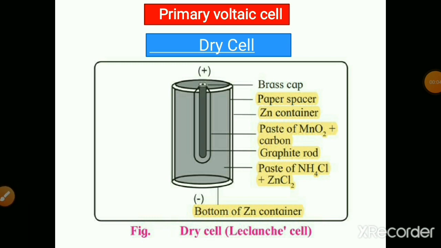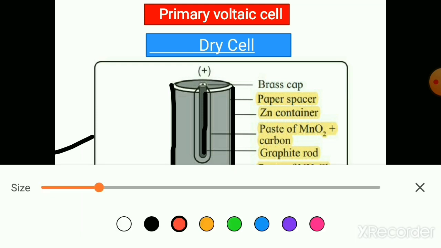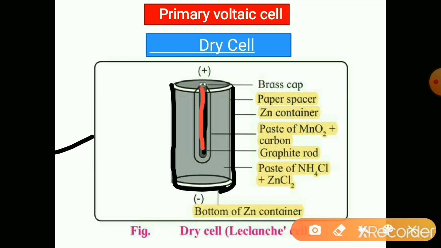Let us come to the example of primary voltaic cell, which is the dry cell. Let us see the construction of this dry cell, which is shown in the figure. The outer part is the zinc container. It encloses a graphite rod which acts as the cathode. This is the graphite rod, acting as the cathode.